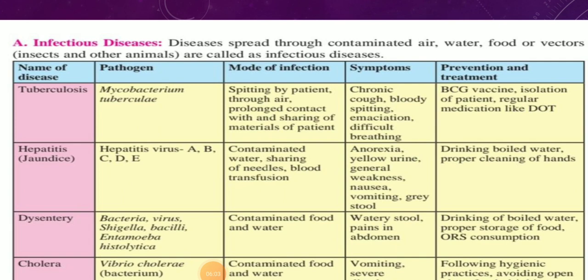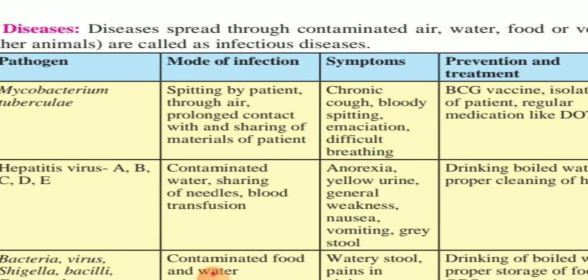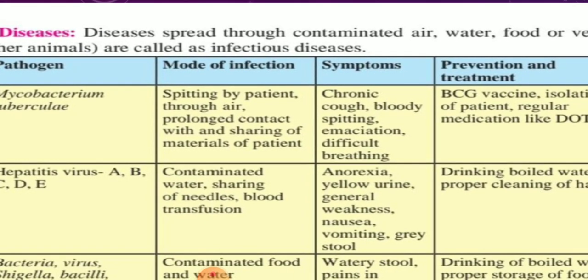Here, for tuberculosis, the name of the pathogen, the microorganism, is Mycobacterium tuberculosis. So it is a bacterium named Mycobacterium tuberculosis. Mode of infection: spitting out by the patient, through air, prolonged contact with, and sharing of materials of the patient. Any person suffering from tuberculosis needs to be isolated. We are not supposed to share things with that person, such as food and serving plates; whatever is used has to be kept separate. Symptoms: chronic cough, chronic means long term, long term coughing, and bloody spitting. In the spit there will be blood, the spit which comes out from the mouth.